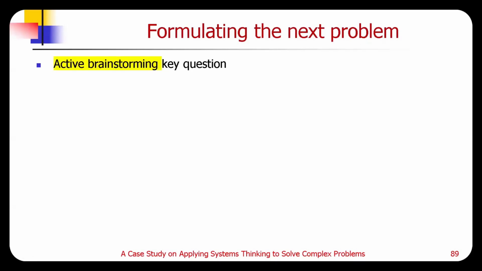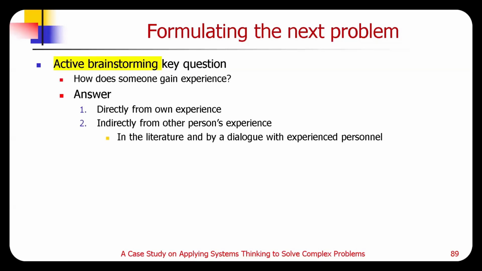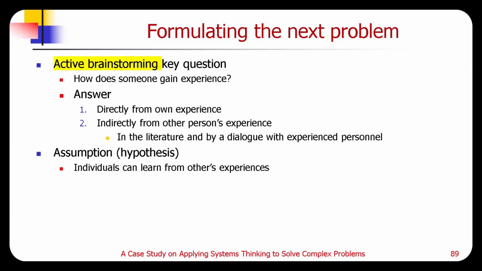From active brainstorming, the key question is, how does someone gain experience? The answer is directly from one's own experience, or indirectly from somebody else's experience. And that can be in the literature or via a dialogue with the experienced personnel, or make an assumption or a hypothesis. Individuals can learn from others' experiences. We find that in the master-apprentice model, where the apprentices learn from the master. And this learning environment will accelerate experience.